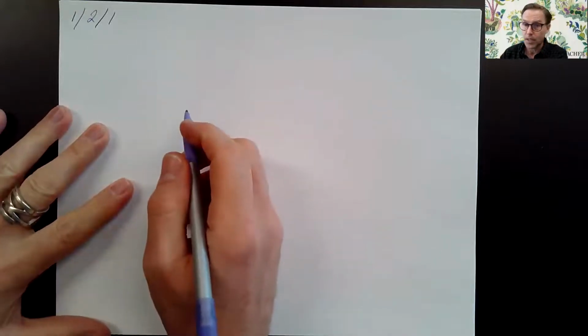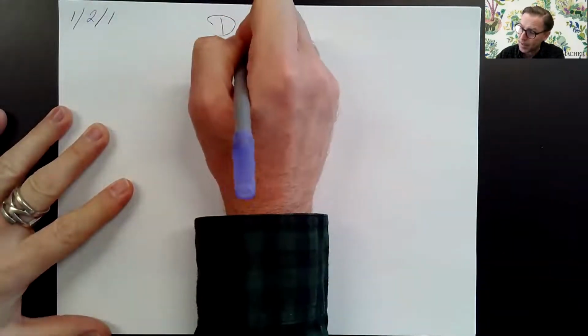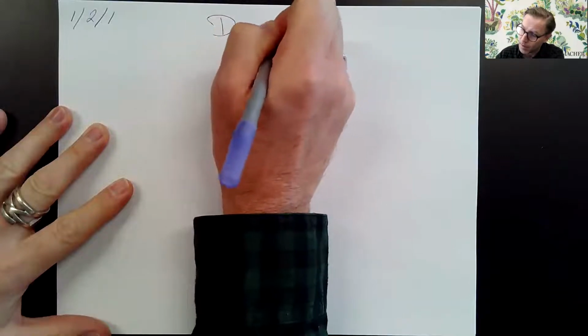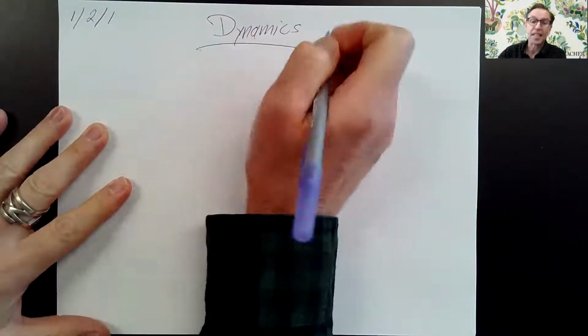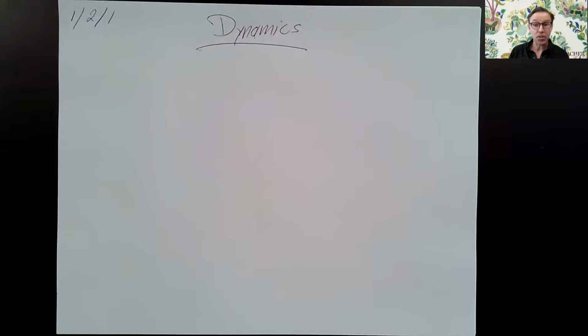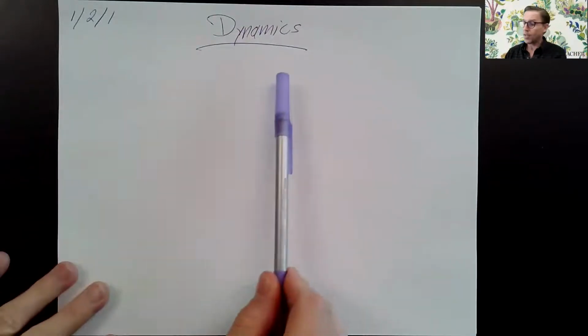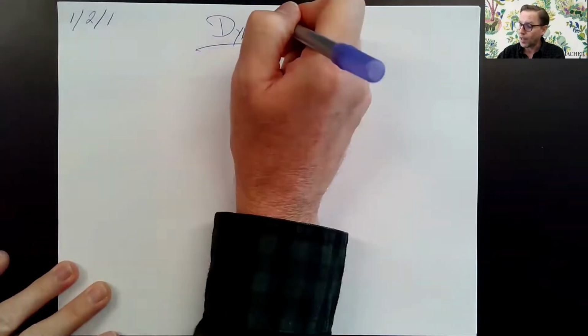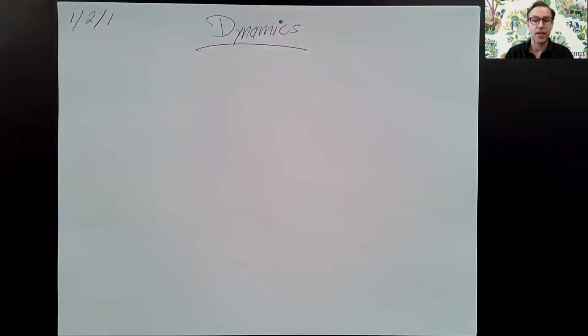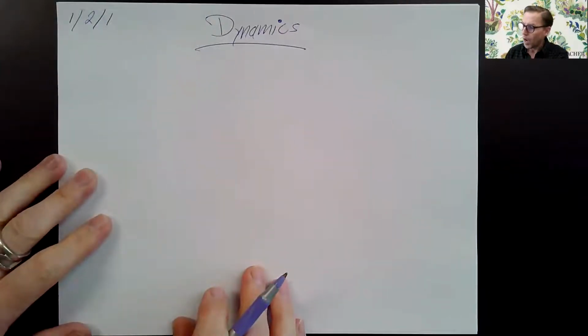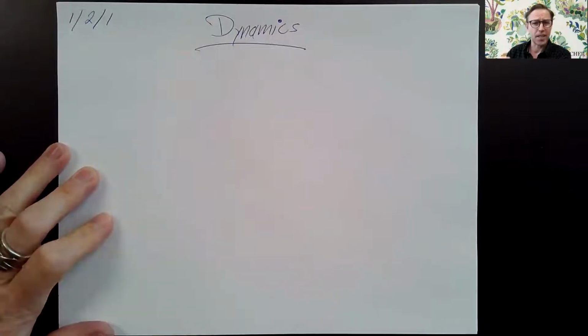Now, this new topic is called dynamics. Something that is dynamic is something that changes. And so the velocity might be changing. And so when we look at why that velocity might be changing, what the cause of that acceleration is, we call that study dynamics.